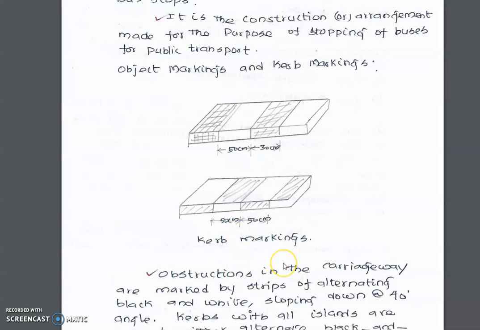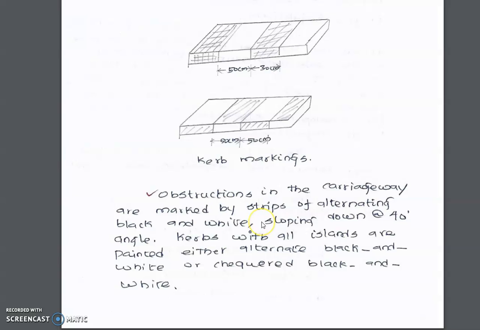Then obstructions in the carriageway are marked by strips of alternating black and white colors, sloping down at 40-degree angles, whereas curbs of islands are painted either alternate black and white or squared black and then white.